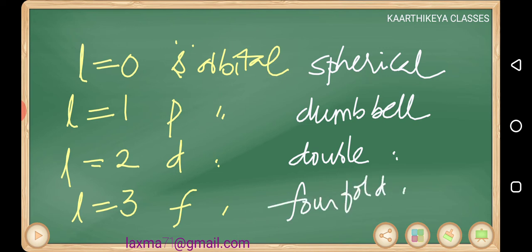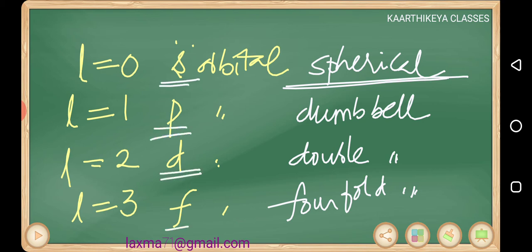These are the shapes: dumbbell, double dumbbell, four-fold dumbbell, and this is special spherical. L is equal to 0, 1, 2, 3. The value 4 is not there, but that would be a G orbital, and we don't have any electrons in a G orbital, so don't worry. 0, 1, 2, 3 values are only there. The meaning of s is sharp, p is principal, d is diffuse, f is fundamental. Shapes are spherical, dumbbell, double dumbbell, and four-fold dumbbell.